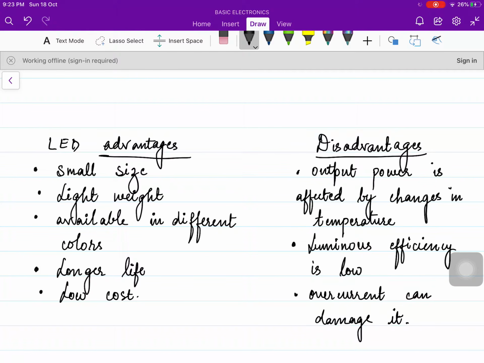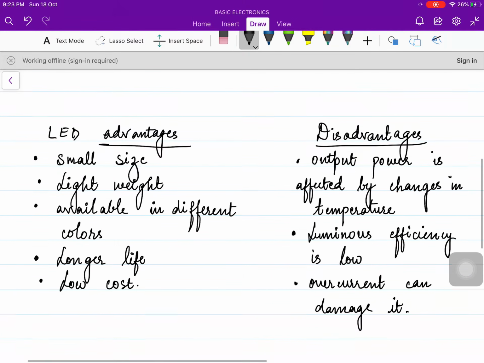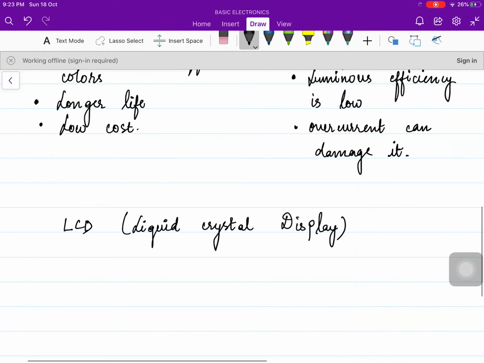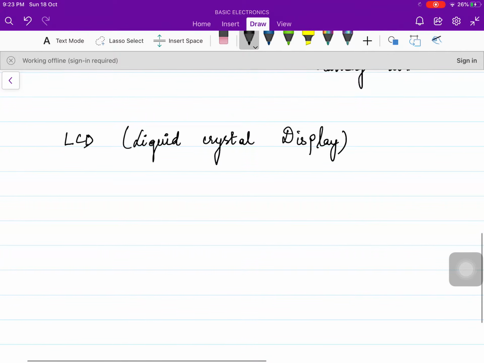So let us have a look at the advantages and disadvantages. These are very common, and I hope that everybody of us might recall LED with only these points in our mind. Now let us move on to the liquid crystal display, that is LCD.